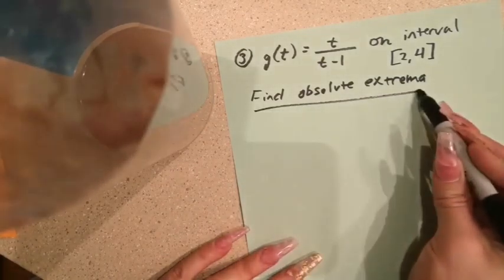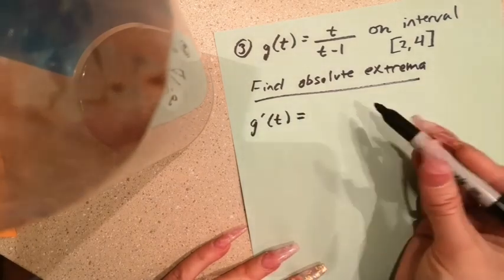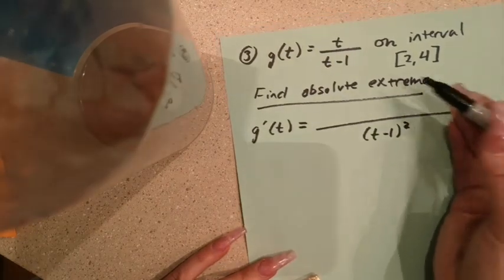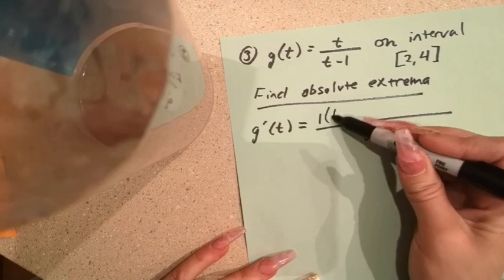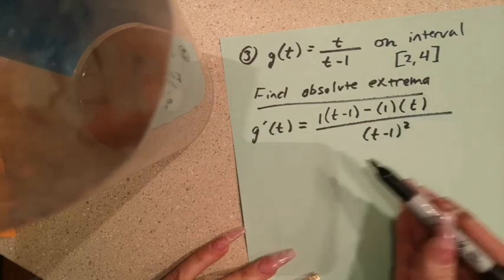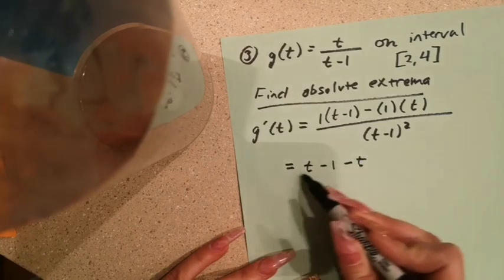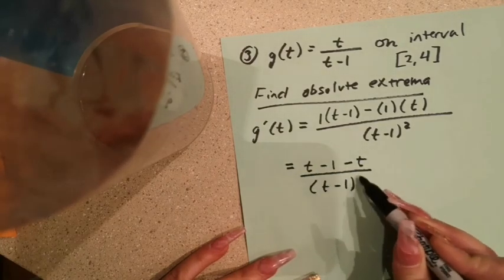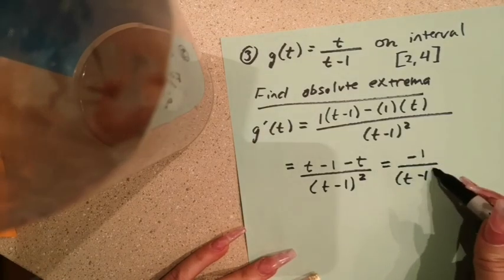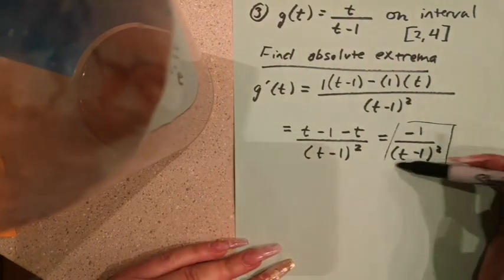Same thing. So let me start the same way. I'd have to start by finding the derivative. So quotient rule: the bottom squared, derivative of the top is 1 times the bottom minus derivative of the bottom times the top. So that's going to be t - 1 - t, so negative 1 over (t - 1) squared, my first derivative. So this one's kind of interesting.